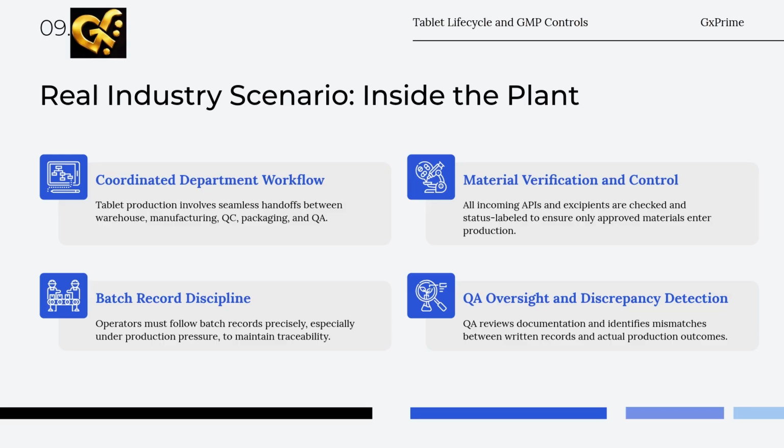All materials must be status labeled and verified before use. Operators must follow batch records exactly, even during production pressure or tight timelines. Because every entry, every signature, and every handoff contributes to traceability.